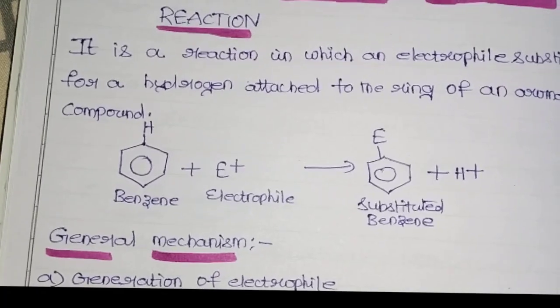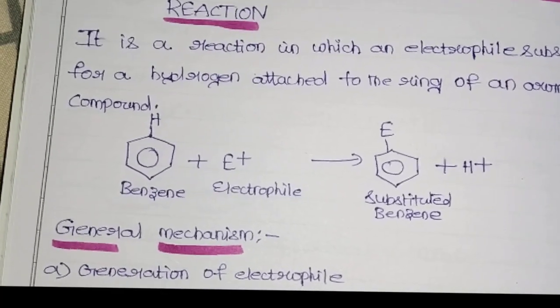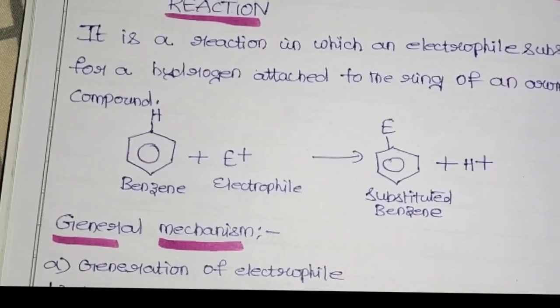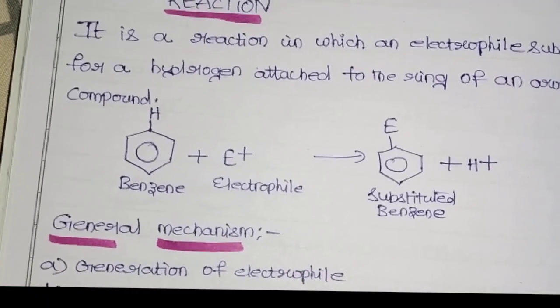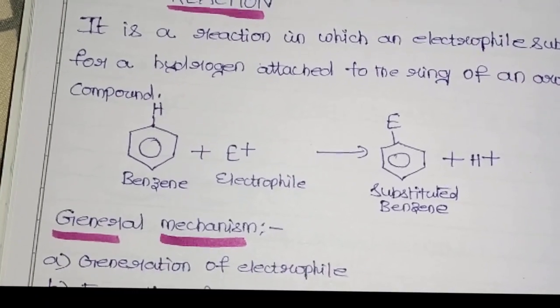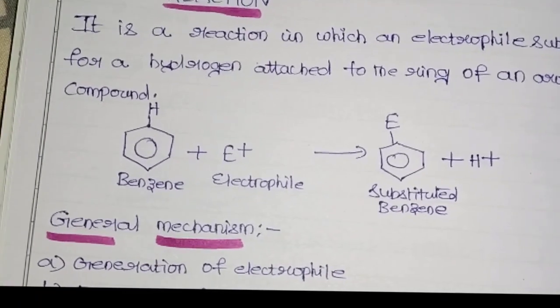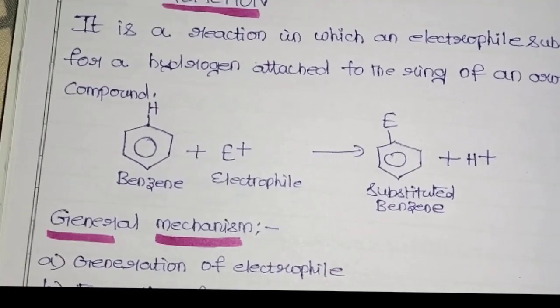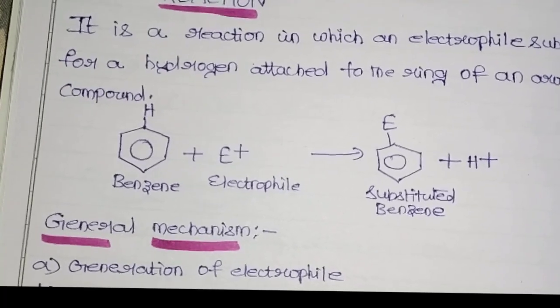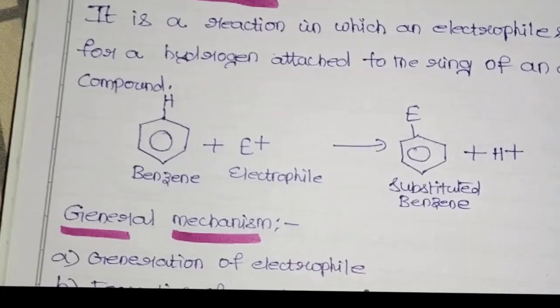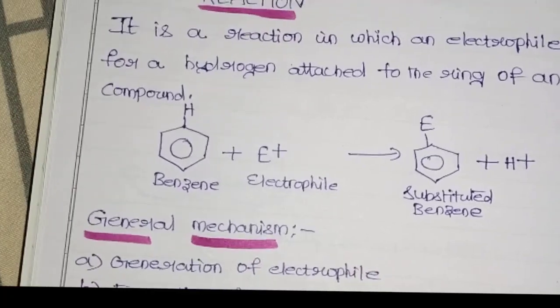So it will easily undergo substitution reaction. When it undergoes electrophilic substitution reactions, the delocalized electron cloud of benzene will attract the electrophile, so that's why it will undergo electrophilic substitution reaction.